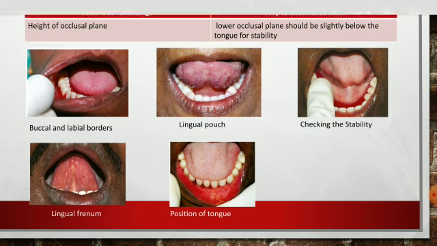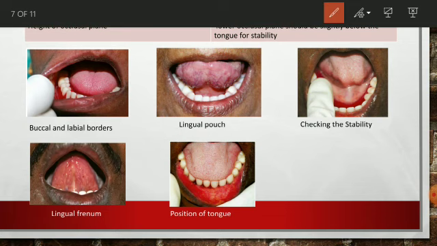Now just see the figures. First, for buccal and labial borders, you need to perform the movement of the lips and cheeks in an upward and inward direction. To check the lingual pouch, you need to ask the patient to lift the tongue and moisten the upper lip. To check the lingual frenum, you need to ask the patient to lift the tongue and touch it over the back of the palate.